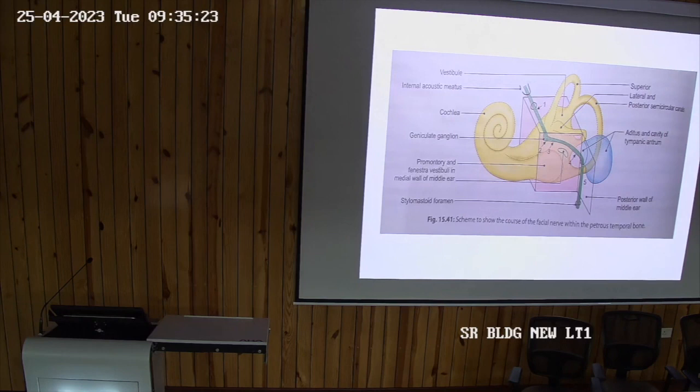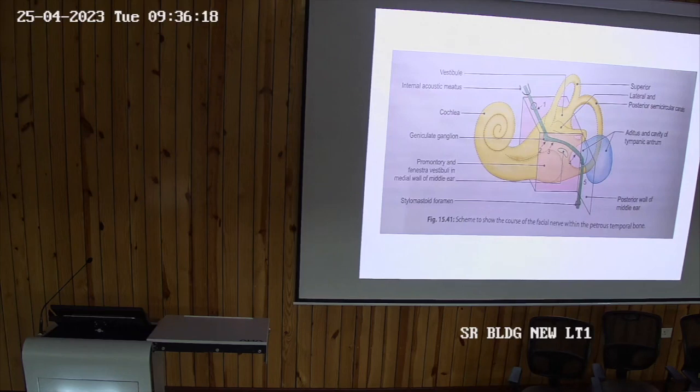Look here. As it comes out from the internal acoustic meatus, it reaches the junction at the anterosuperior angle of the medial wall of the middle ear. And here it is slightly turned at point 2, and at this second point it is slightly thicker. This thickness, where the nerve is turning laterally, is due to the presence of a ganglion, called the geniculate ganglion. I will use this word geniculate ganglion, very important. So the geniculate ganglion is present where the facial nerve turns and comes into the medial wall.